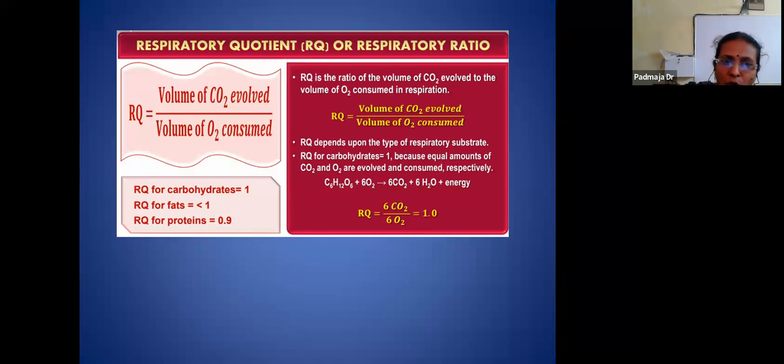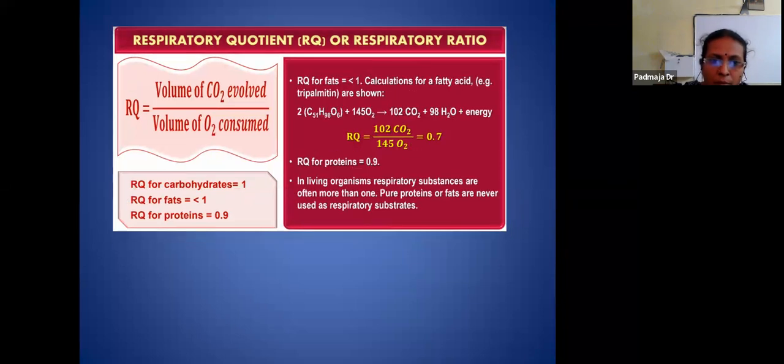RQ is the volume of CO2 evolved divided by the volume of oxygen consumed. See the respiration equation: C6H12O6 in presence of 6 oxygen gives 6 molecules of CO2 and 6 molecules of water. What is the formula for RQ? Volume of CO2 evolved by volume of oxygen consumed. CO2 is 6 and oxygen is 6, 6 divided by 6 gives 1. So the RQ of carbohydrates is 1, the RQ of fats is less than 1, and the RQ of proteins is about 0.1. Just remember this equation and the RQ values.